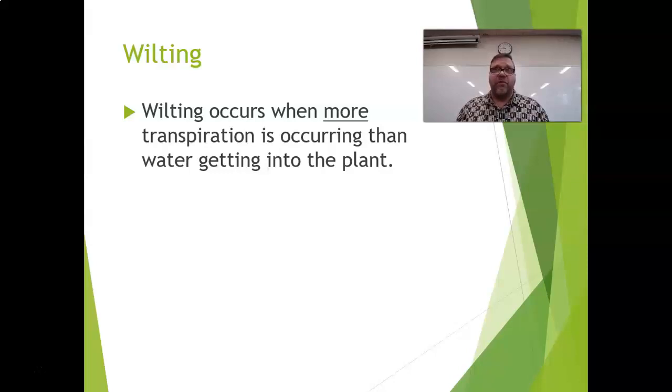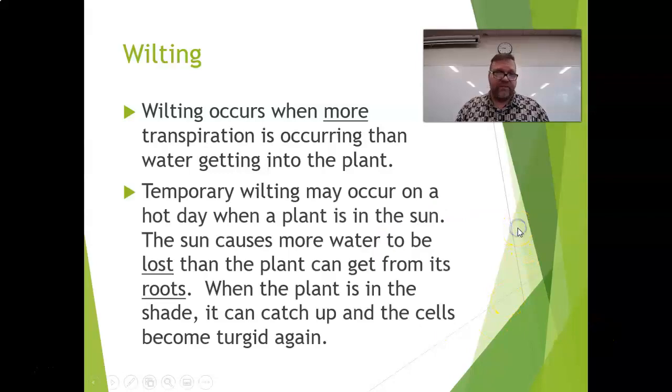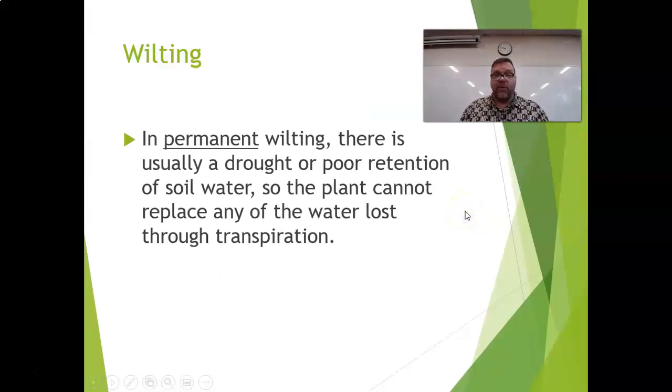Well, what happens is if we're not maintaining our water levels, then we can dehydrate. We can get overheated. Same for a plant. When a plant can't maintain its water levels, it ends up wilting. Same thing as a plant dehydrating. Temporary wilting can occur on a hot day when a plant is in the sun. The sun causes more water to be lost than the plant can get from its roots. When the plant is in the shade, it can catch up and the cells once again become turgid and they open back up. But otherwise the stoma cells close up and hold on to all that water so it doesn't lose it. In permanent wilting, there's usually a drought or poor retention of soil water, so the plant cannot replace any of the water lost through transpiration.